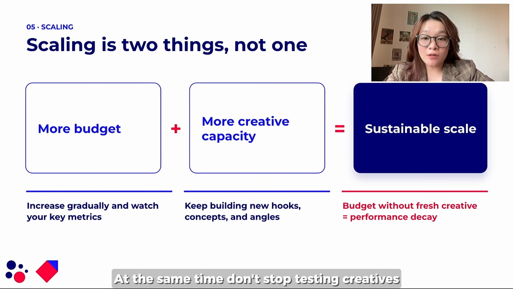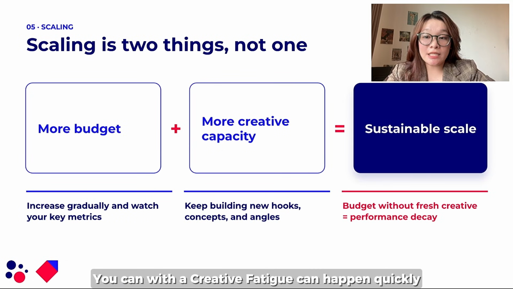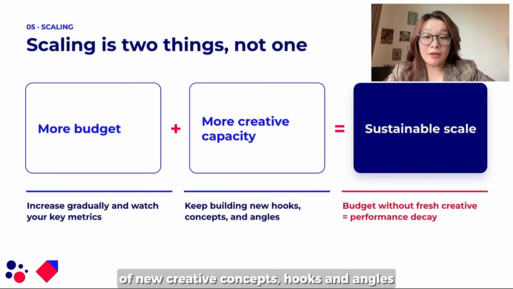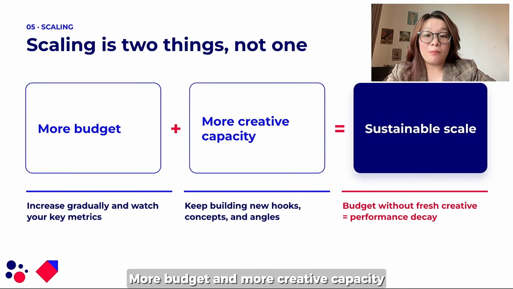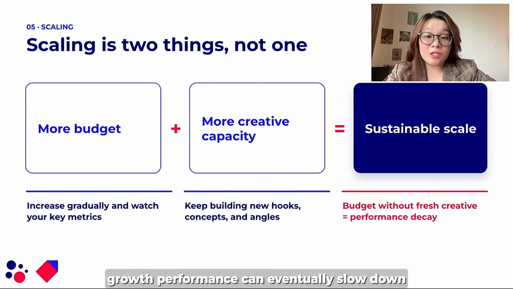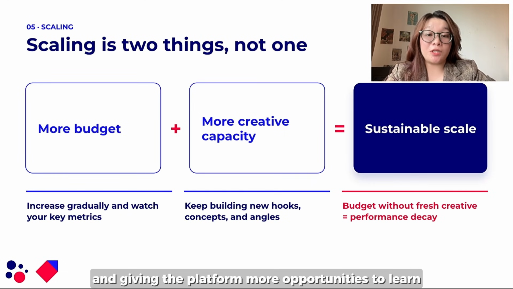At the same time, don't stop testing creative just because you have a winner. Creative fatigue can happen quickly, especially when the same content is repeatedly shown to your audience. You can keep building a pipeline of new creative concepts, hooks, and angles, and you can think of scaling as two things working together: more budget and more creative capacity. If you increase your spending but don't have enough fresh content to support that growth, performance can eventually slow down. And sustainable scaling comes from continuously finding what works and giving the platform more opportunities to learn.